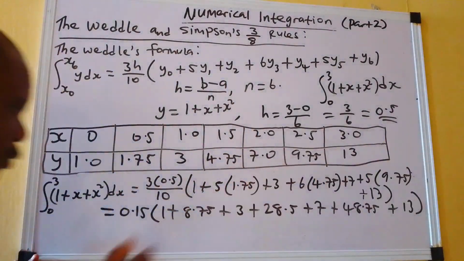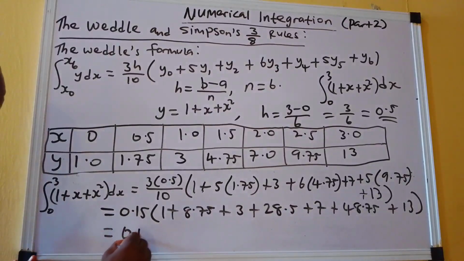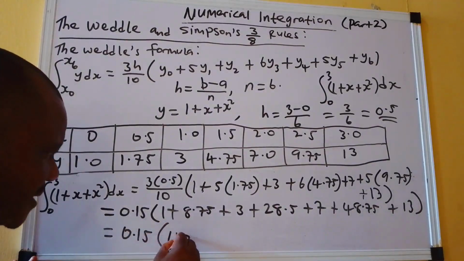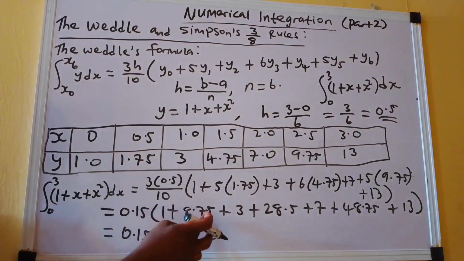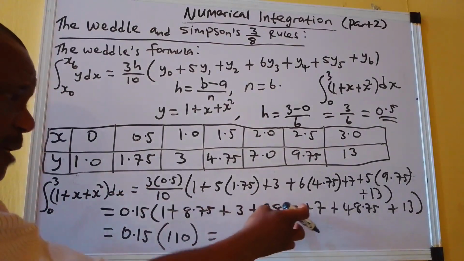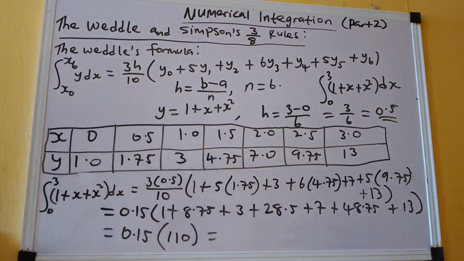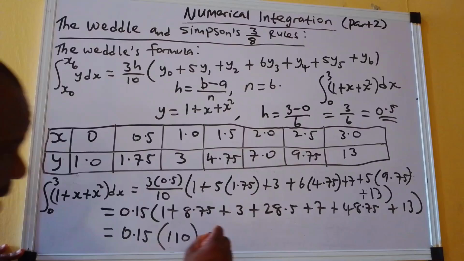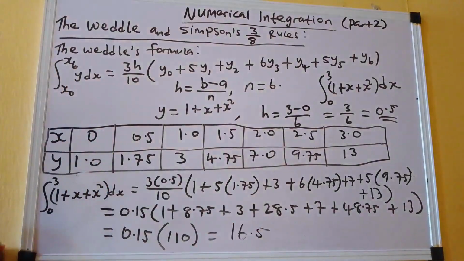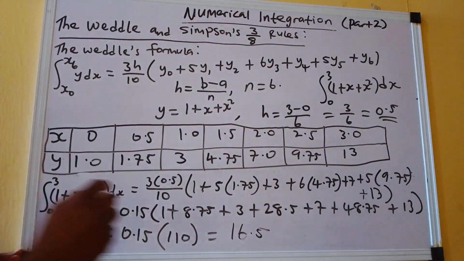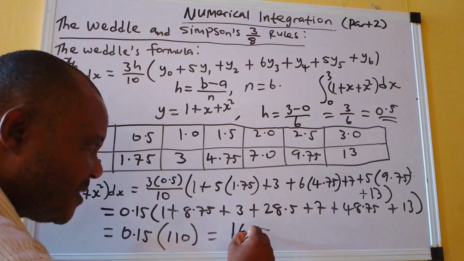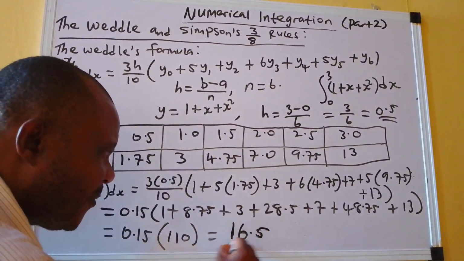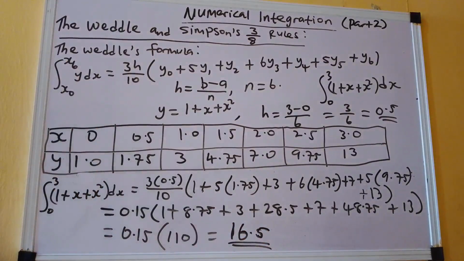When you add everything together, you are going to have 0.15 into 110. You add 1 plus 8.75 plus 3 plus 28.5 plus 7 plus 48.75 plus 13. When you add it up, you will get 110, and 110 multiplied by 0.15 gives 16.5. So you can see that is the correct answer that we got using our true method, 16.5. Can you clap for yourself now?